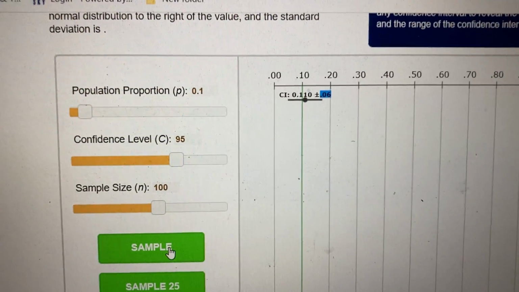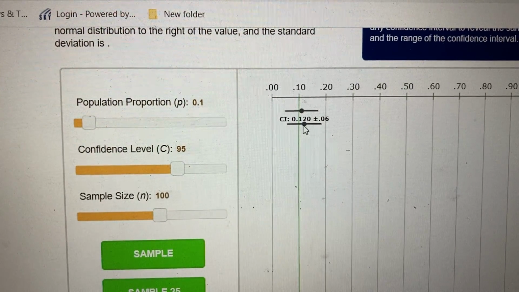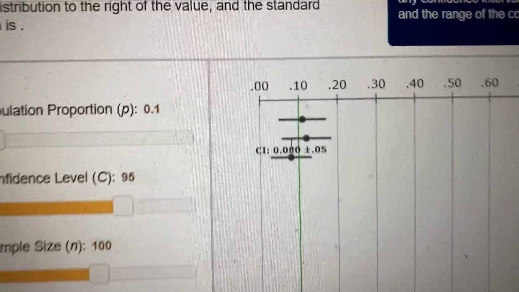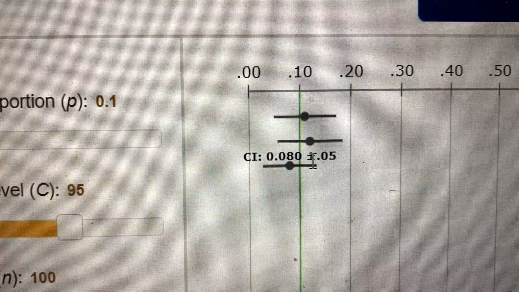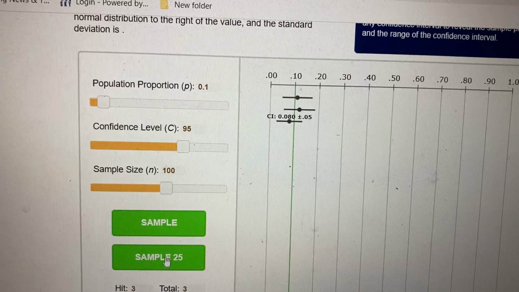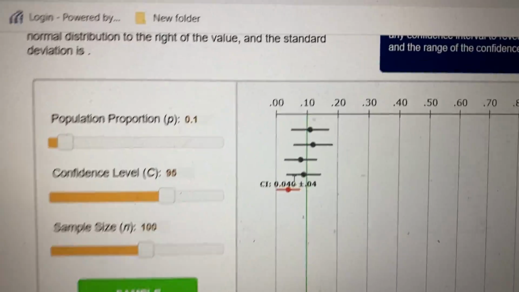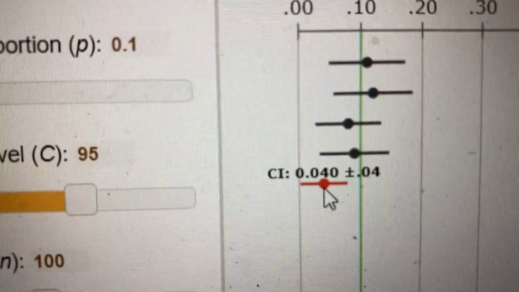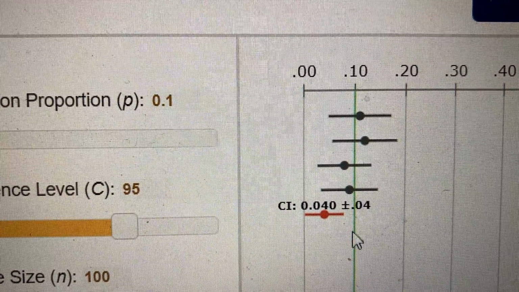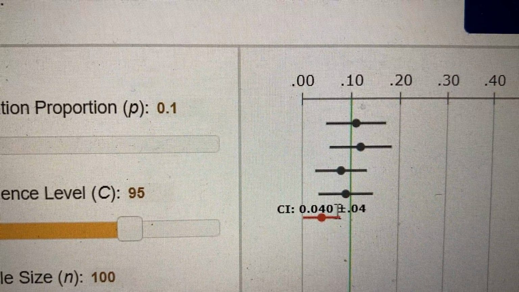Let's do another one. Is our second sample good? Good. Our second sample came back as 12% plus or minus 6. Our third sample came back as 8% active COVID plus or minus 5%. Now, is it guaranteed? Oh, look at this one. This sample did not capture the true proportion. See? It's outside of the green line. The green line, the true proportion is 10%. This confidence interval did not capture the true proportion.